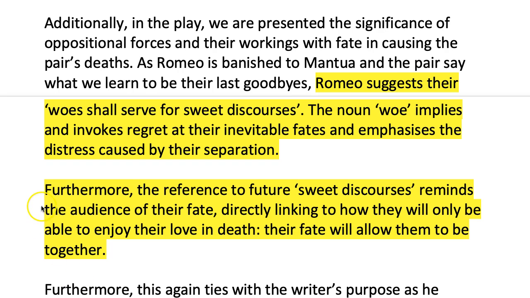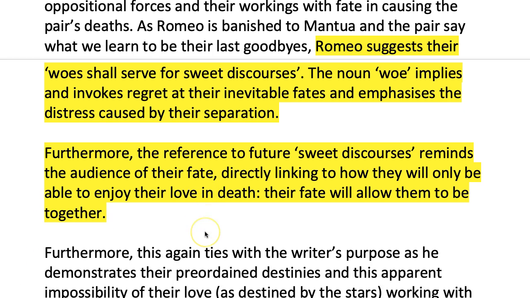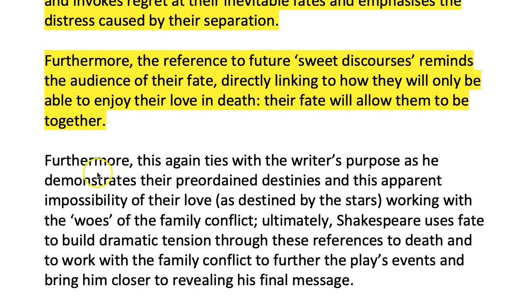So this effect on the audience does begin to give us a sense of the author's purpose here. Okay, it's not fully explained here, but as you can see, his next paragraph begins with "furthermore", this again ties with the writer's purpose as he, and so on. So we know that Thomas is linking his observations to the writer's purpose all the time. He's going to get the grade.